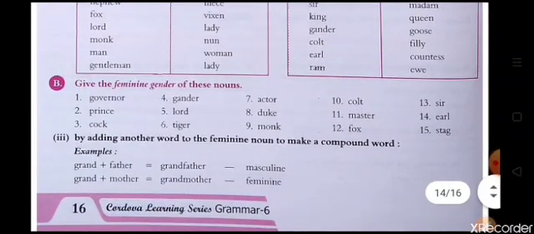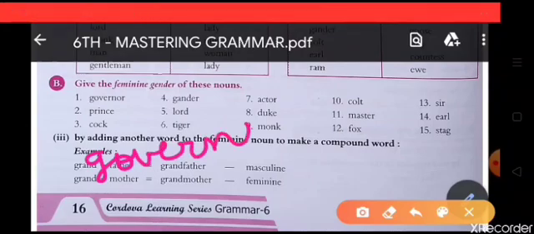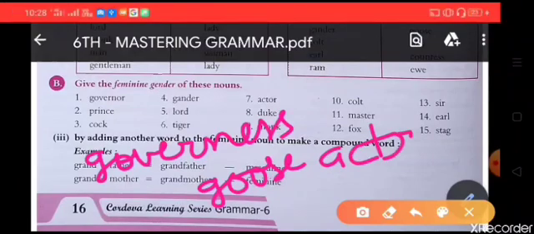Give the feminine gender of these nouns. We have to write the feminine gender of these nouns. Governor, governess. Gander, goose. Actor, actress.